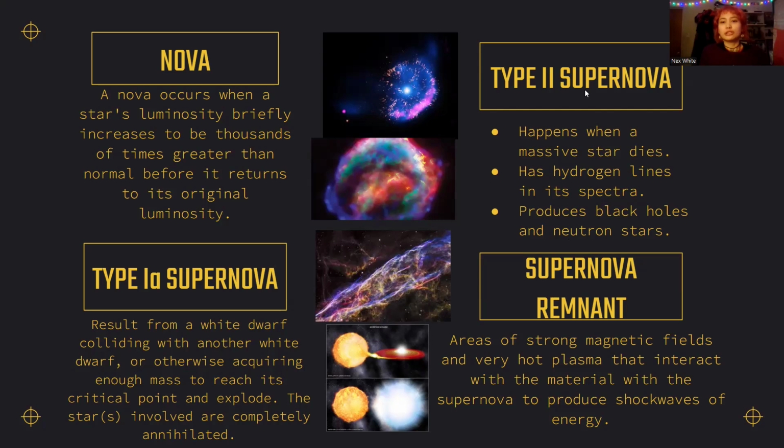And so for a type 2 supernova, this happens when a massive star dies. These supernovas have hydrogen lines in their spectra, and they produce black holes or neutron stars. And you can see an example of that right here. Supernova remnants are areas of strong magnetic fields and plasma. Now, these interact with the stellar stuff within the nebula to create shock waves such as this.